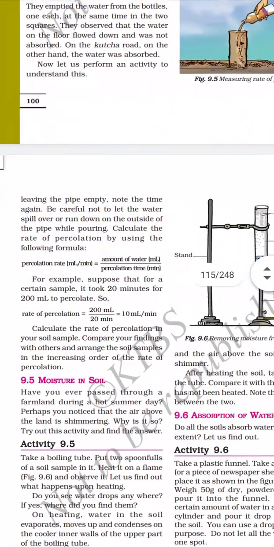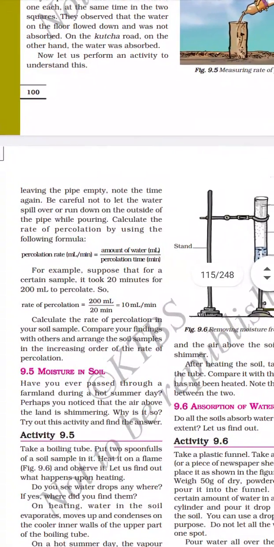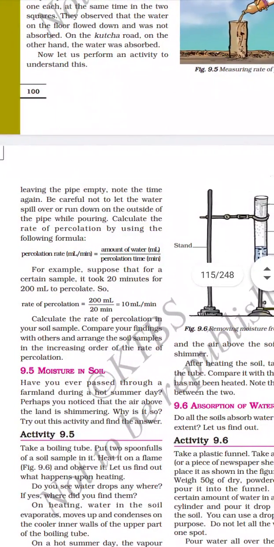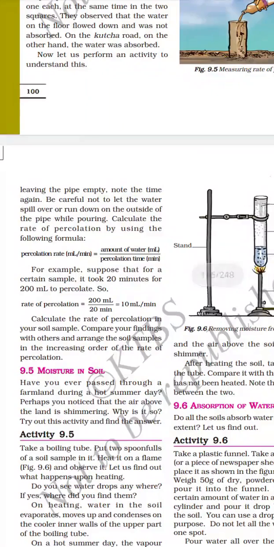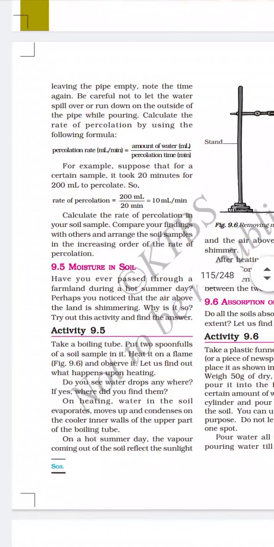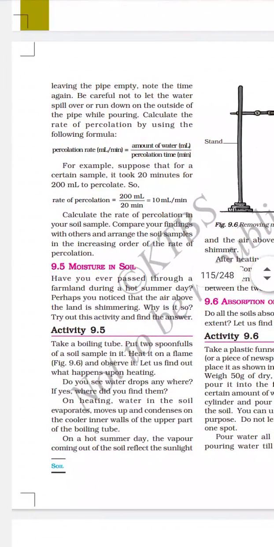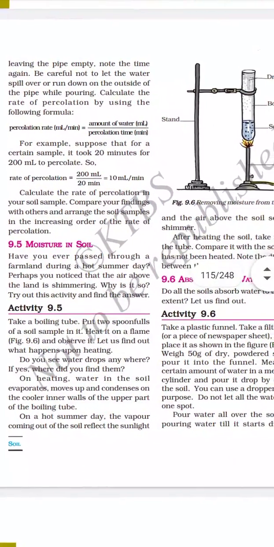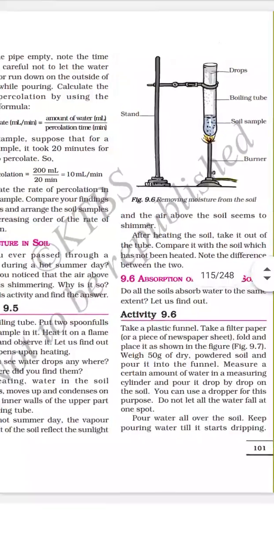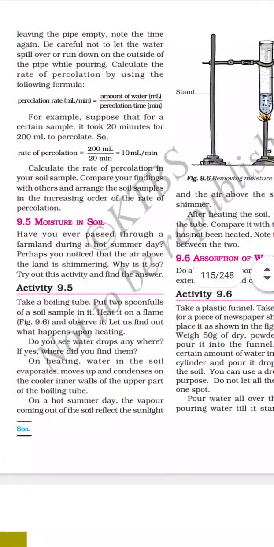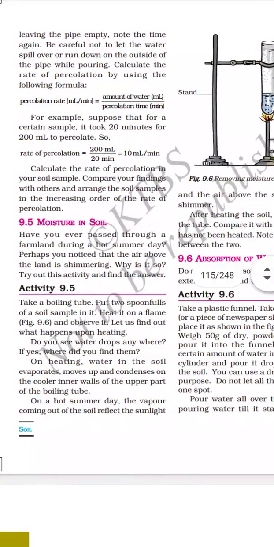Moisture. Have you passed through a hot farmland on a hot summer day? Perhaps you noticed that the air above the land is shimmering. Why is it so? Take a boiling tube, put 2 spoonfuls of soil sample and heat it on the flame. Observe it. We see water droplets. How do you find the water droplets? On heating, water in the soil evaporates, moves up and condenses on the cooler inner wall of the upper part of the boiling tube.